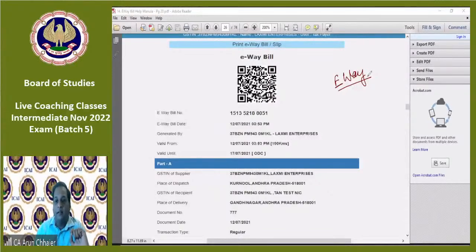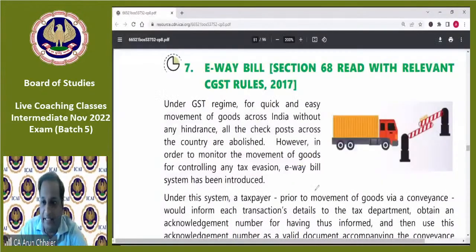After e-way bill, there is a time limit also. We will discuss the cancellation provision, all will be discussed. Now we are moving to the provision again. You will now have more clarity in understanding the provisions.